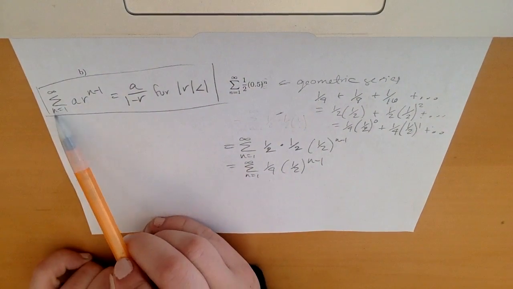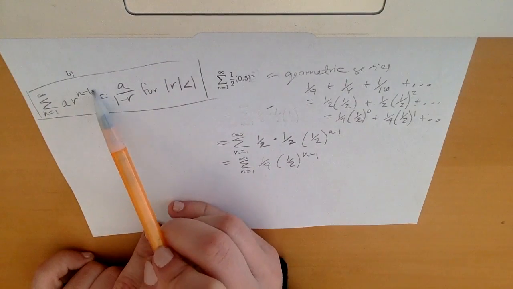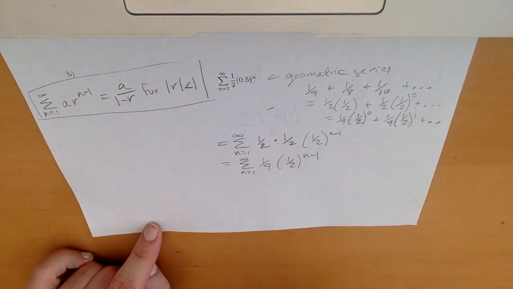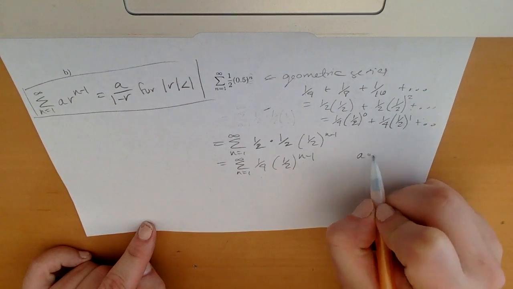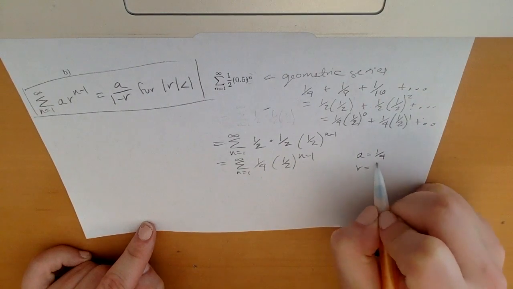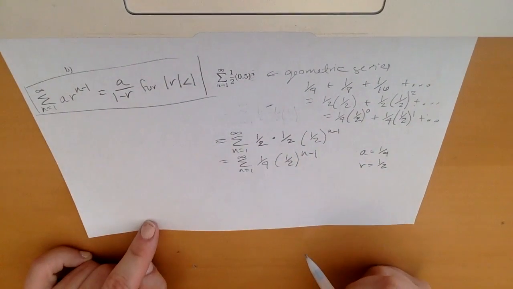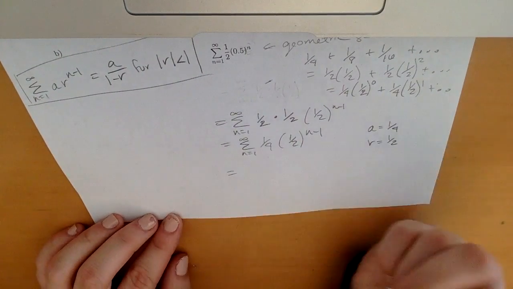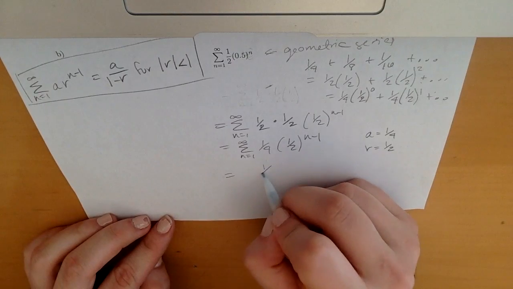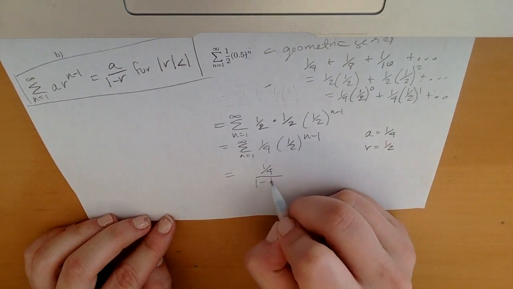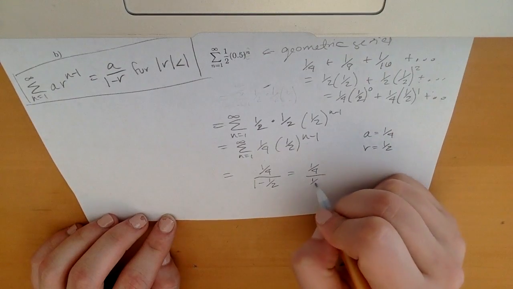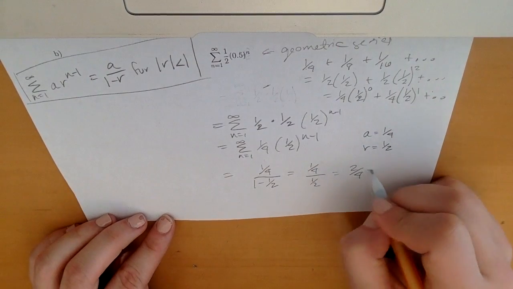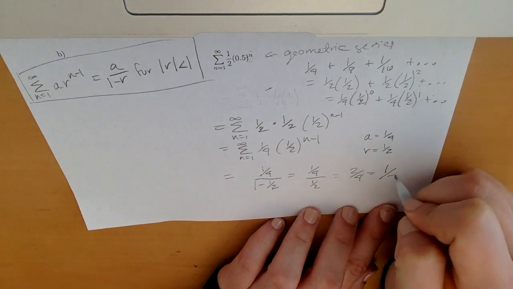Now I have n running from 1 to infinity, and I have a power of n minus 1 up in the exponent. Okay, so here my a is 1/4, my r is 1/2, and notice r is less than 1. So this is just 1/4 over 1 minus 1/2, which is 1/4 over 1/2, which is 2/4, or finally 1/2.